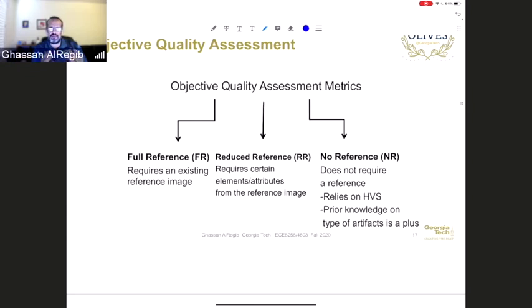Although in practice, in many cases, you don't really have access to the perfect image, the most common algorithms are the full reference ones. They give you a very good understanding of what would be the best features to deal with in coming up with a quality measure.